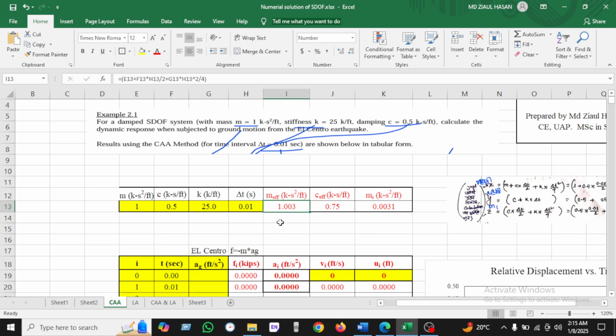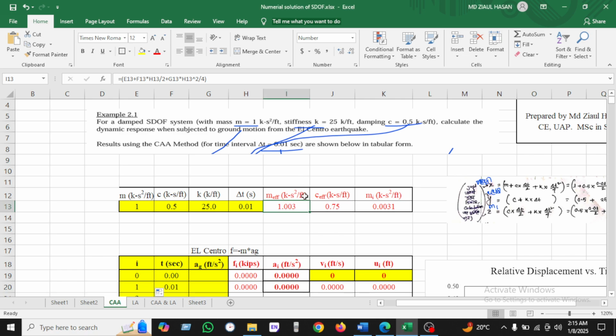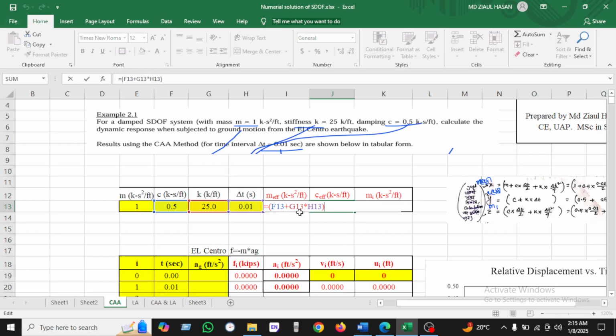Now we will calculate M effective. M effective is this portion: M plus C times delta T by 2 plus K times delta T square by 4. We just put in this equation, and in this way we find the M effective. Next I will get the C effective. C effective is C plus K times delta T, and we find the C effective. Then I will get the M1.